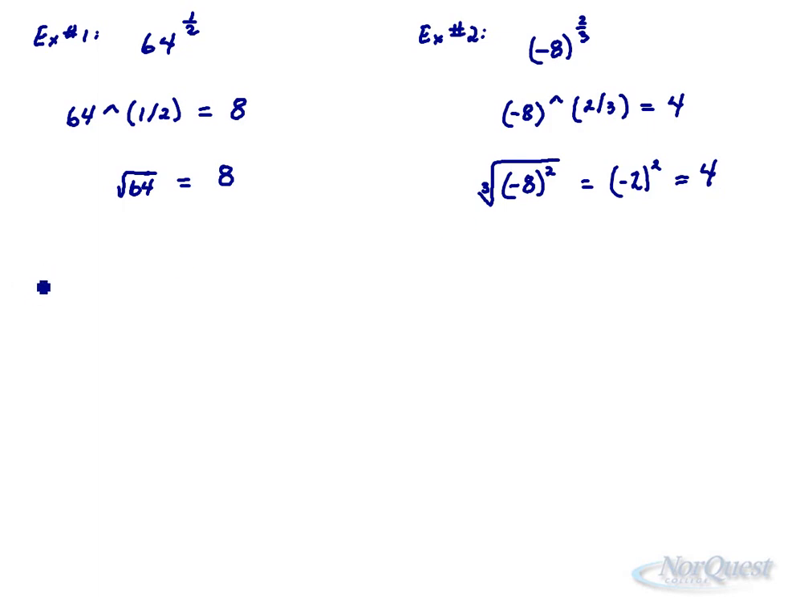Example 3, we'll go a little bit harder. We're going to simplify 16 over 25 to the power negative 3/2. Well, the first thing I would do is use my negative exponent law, and I would write this as 25 over 16, the reciprocal. Then you could change the sign on the exponent and write this as positive 3/2.